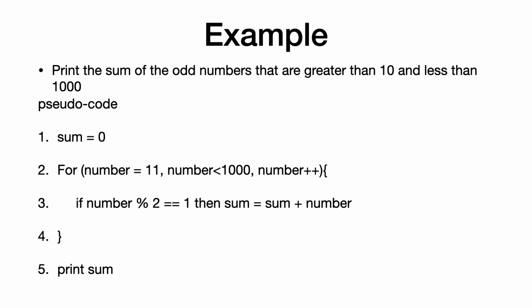So then we are going to use a for loop. As we saw before, we initialize number at 11, then the condition is number less than 1000, and the increment will be 1. Then we use a conditional to determine whether the number is odd or not. If it's odd, then we add it to sum, to the variable sum. And when we finish the for loop, we just print the sum.